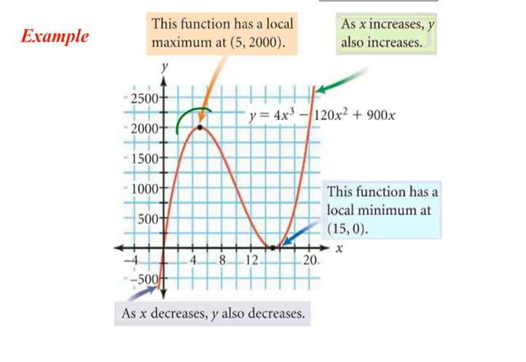So up here, this is a local maximum. This function has a local maximum at the point (5, 2000), because obviously that point is higher than all the points near it. Go down here. This function has a local minimum at (15, 0), because that point is obviously lower than all the points near it. And finally, another end behavior. As x increases, so as we read the graph from left to right, we can see that y is also increasing because the graph is going up. So this is another end behavior.